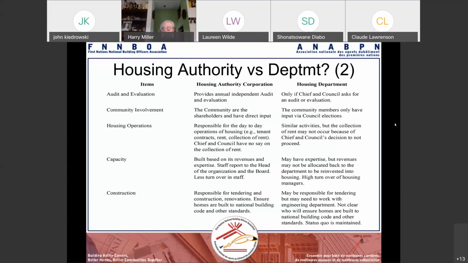So, just muting a few people here, getting feedback. There we go. Okay, capacity.